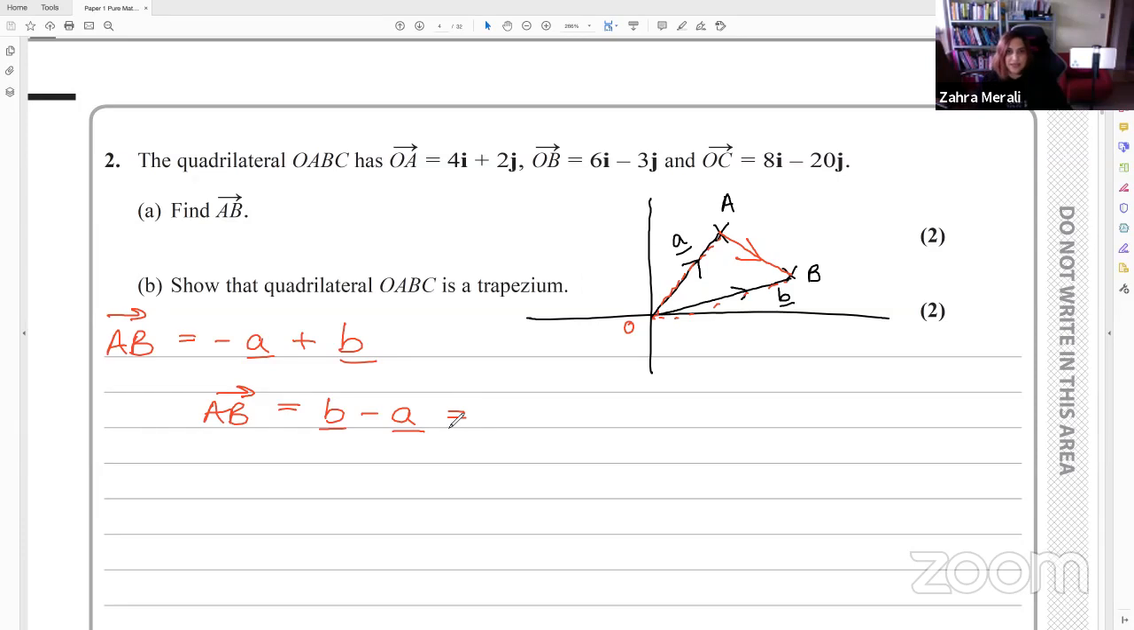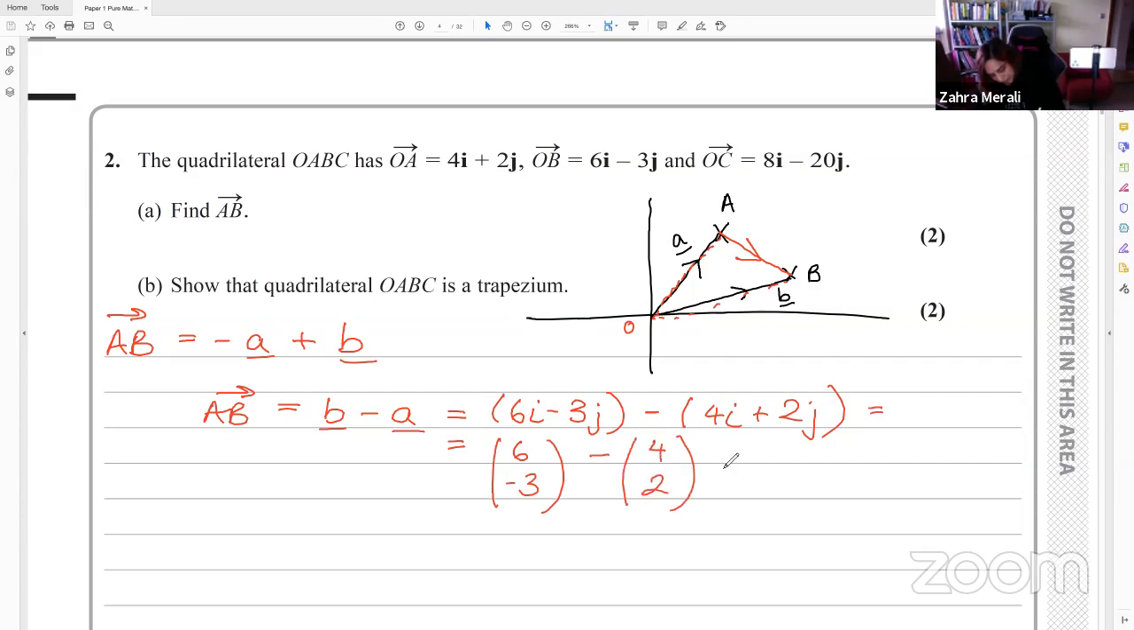So let's have a look. What are these as vectors? B is 6i minus 3j, and we're minusing 4i plus 2j. If you find it easier, write them as columns: 6, minus 3, minus 4, 2. So if we have a look at it as a column, we've got 6 minus 4 on the top, which is 2, and minus 3 minus 2 to give us minus 5. So that would be the same as 6 minus 4i, so 2i minus 5j. And that would be your final answer there.